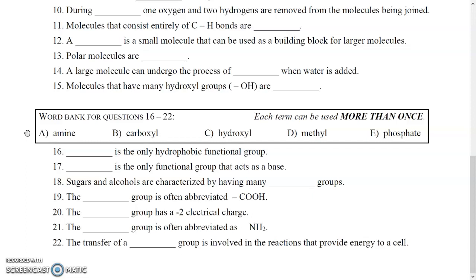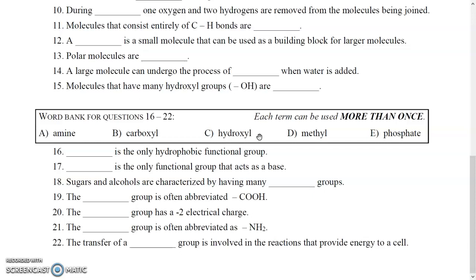Number 18, sugars and alcohols are characterized by having many blank groups. Sugars and alcohols have lots of hydroxyl groups. C is the correct answer for number 18. And that is simply just a matter of memorizing the function of a hydroxyl group in order to know what kind of molecule that it's in.